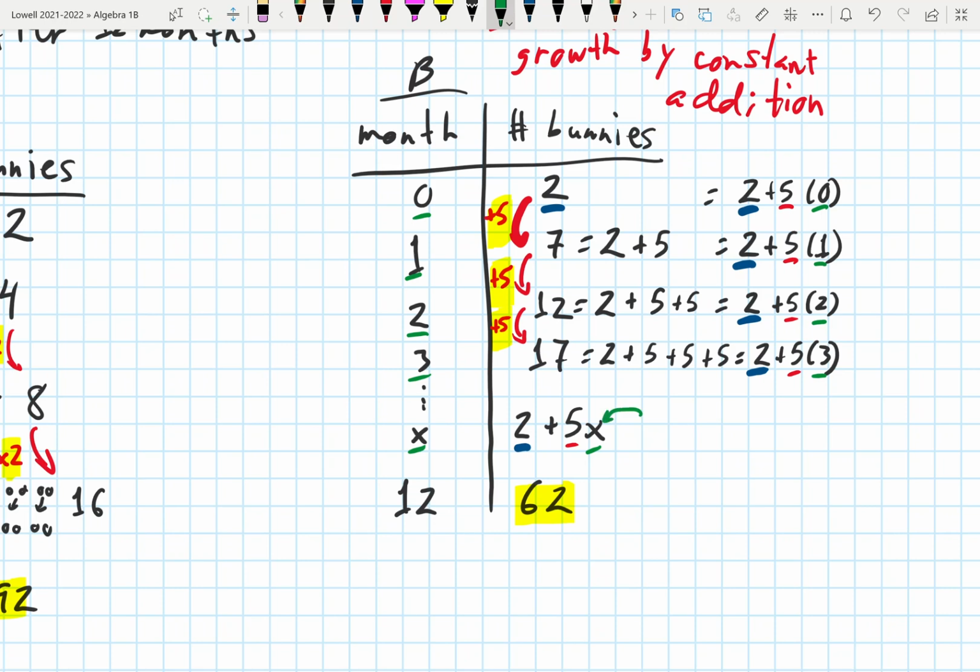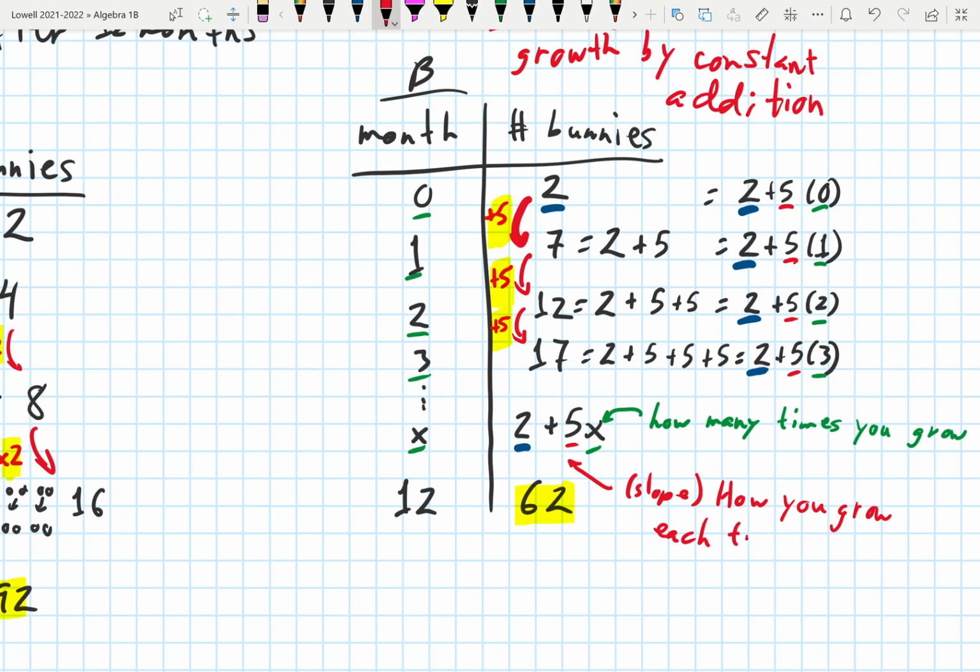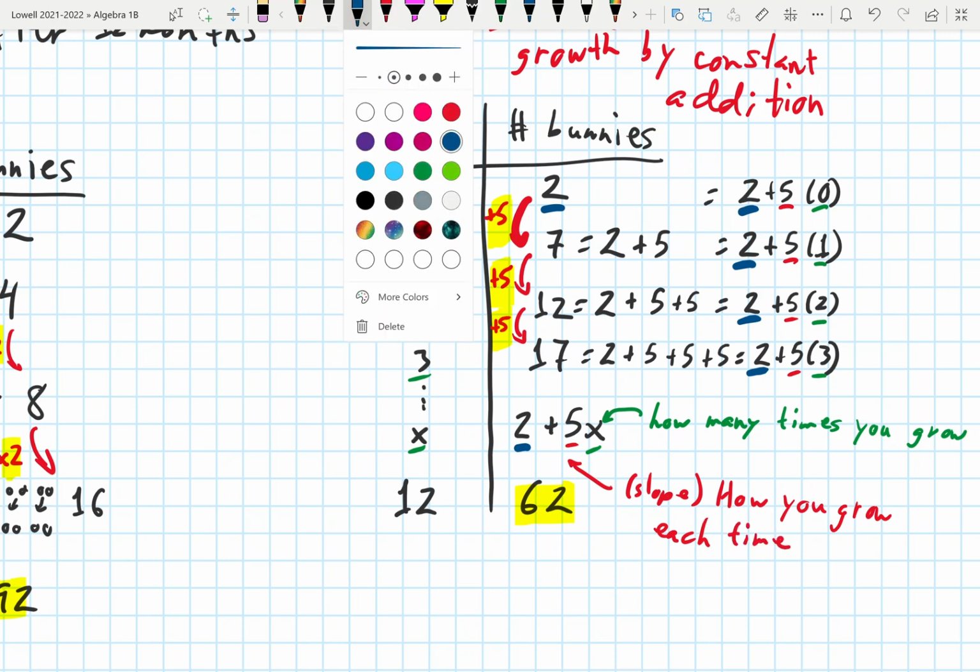For this thing, the x, tells you how many times you grew. The red thing right here, our slope in this case, again, that's our slope, is how you grow each time. And then of course our 2 here is our starting value, or our y-intercept.